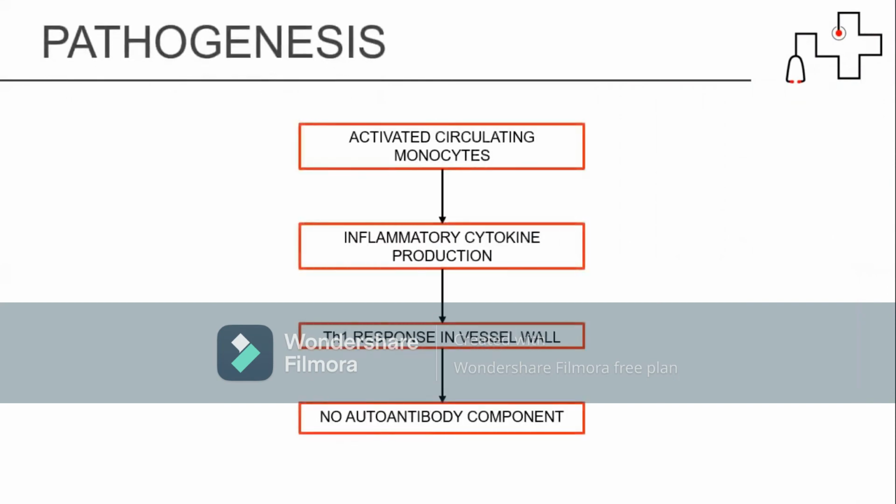Next is the pathogenesis. The underlying mechanism of action is unknown. However, it is clear that the immune system is abnormally activated in the disease processes, with an increase in circulating monocytes that produce IL-1 and IL-6. That then activates the inflammatory cytokine production and then the Th1 response in the vessel wall. Then these circulating monocytes make the endothelial linings of the blood vessels more vulnerable to vasculitis. Then there is also no autoantibody component.